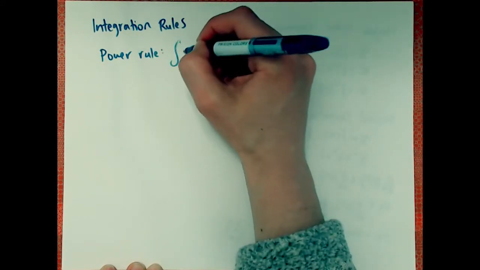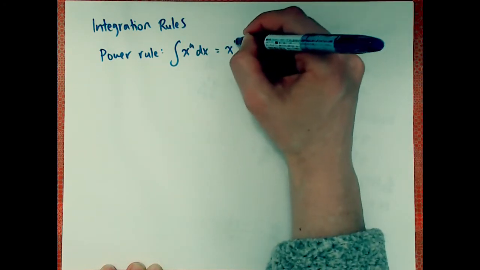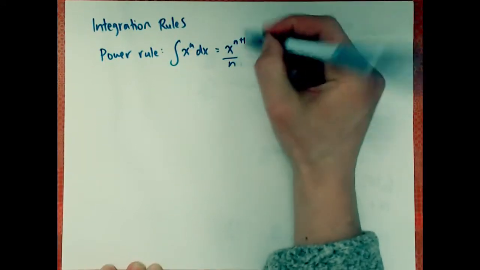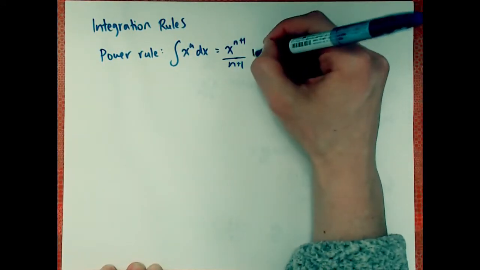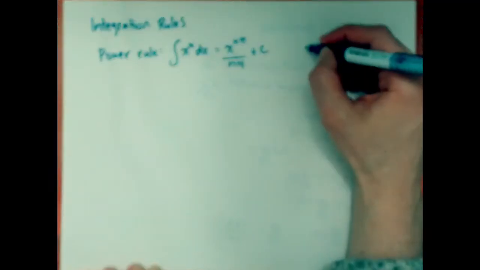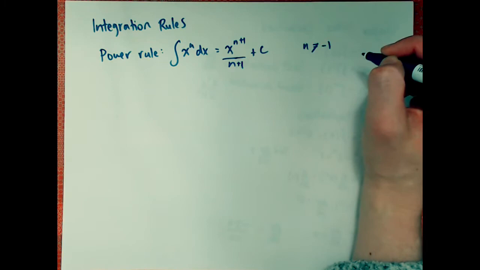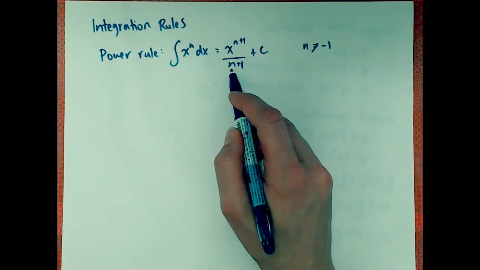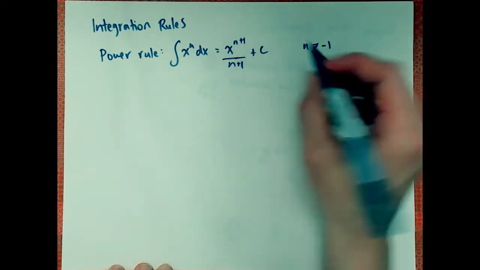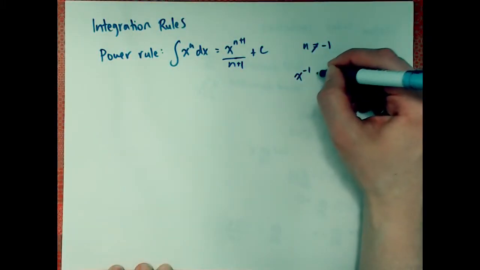This is saying the integral of x to the n dx is equal to x to the n plus 1 over n plus 1 plus c. In this case, n cannot be equal to -1, because then we'd be dividing by 0. So if you have x to the -1, the power rule does not apply.